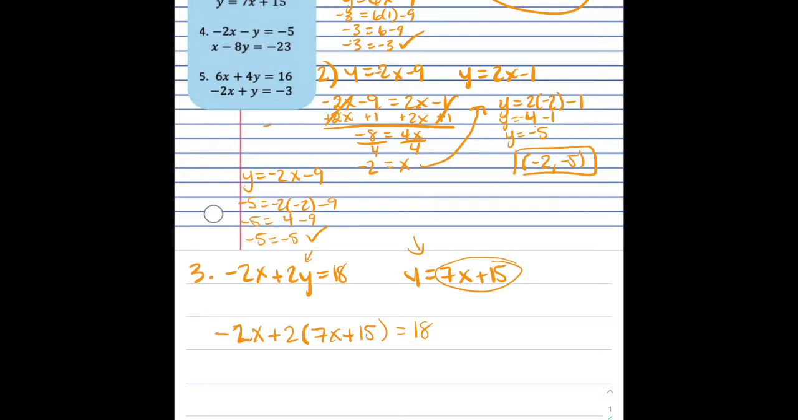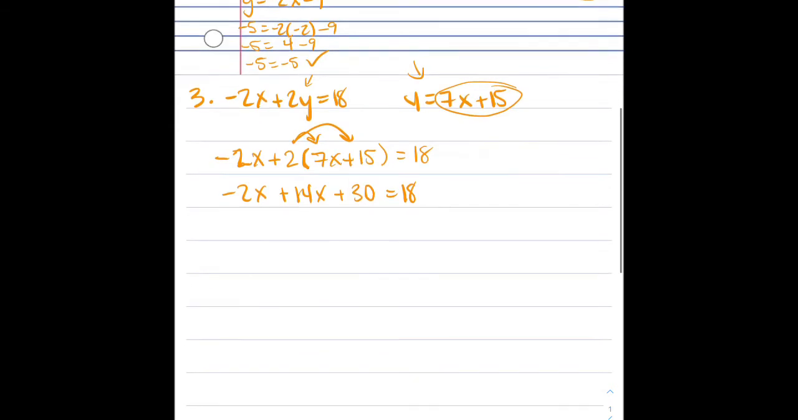So now I can solve for x. Well, first I need to distribute. I've got parentheses, so negative 2x plus 14x plus 30 equals 18. I've got some like terms I'm going to combine. So this is 12x plus 30 equals 18. Subtract 30 from both sides.